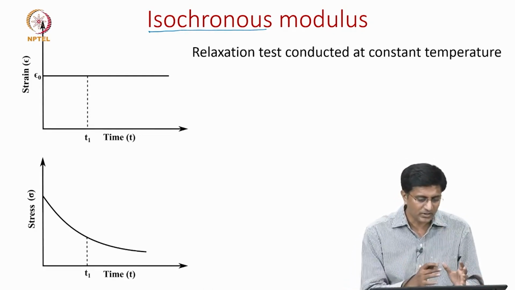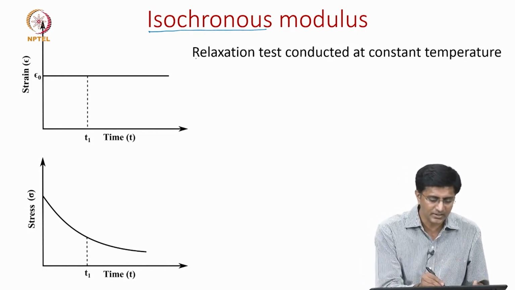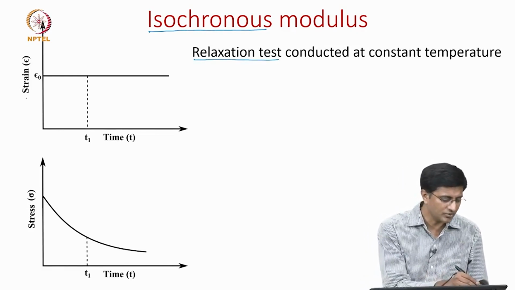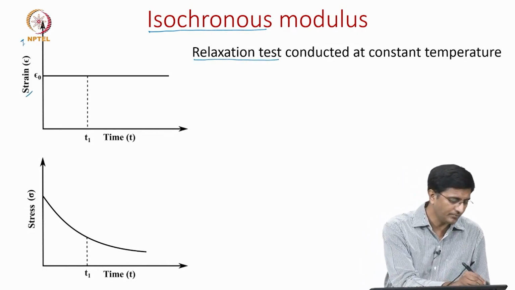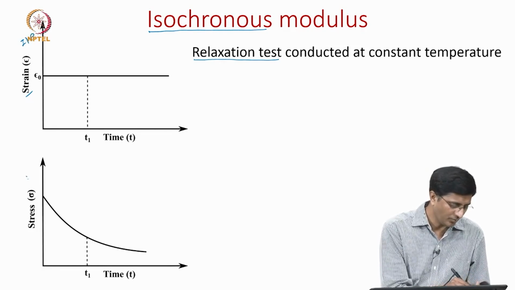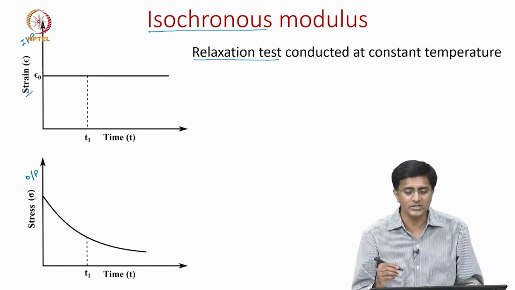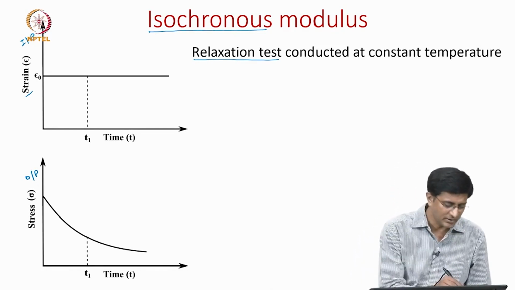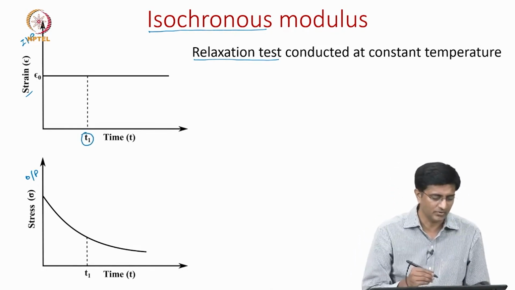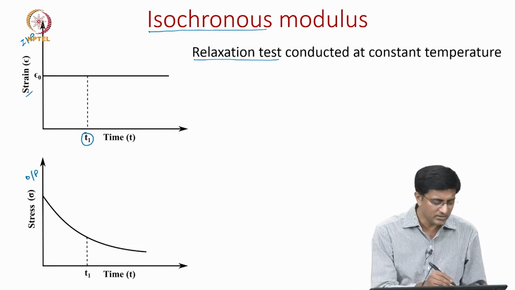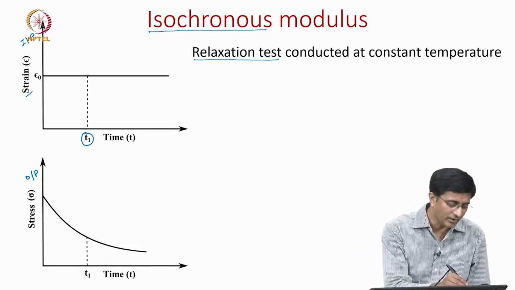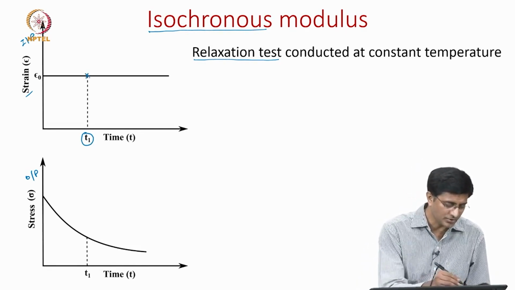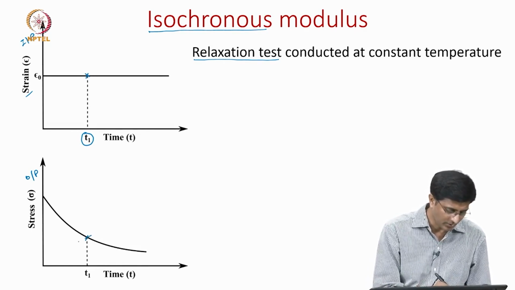So, for this we consider the relaxation test, in which we apply a constant strain as input, and for output we look at stress. The only difference now is that here we need to specify a time. Let us say that the time we are specifying is T1. What we mean is that at T1 we are looking at what the input strain is, and also at what the corresponding stress is.